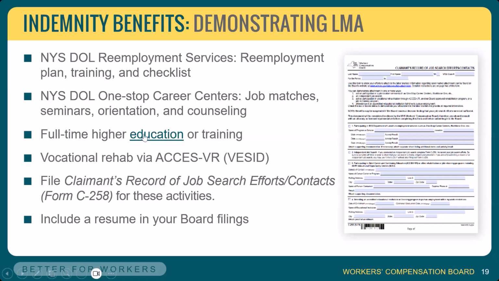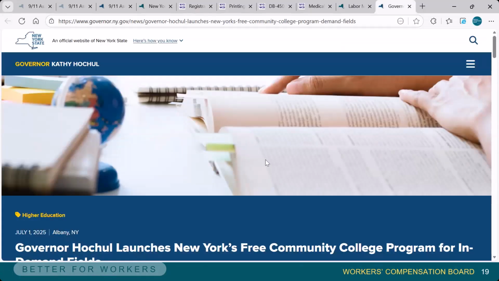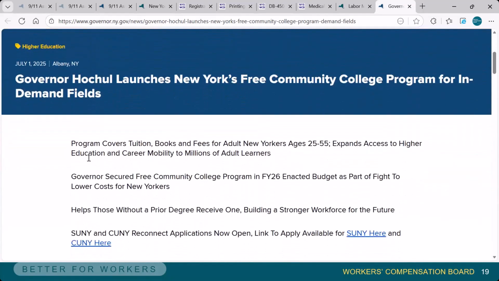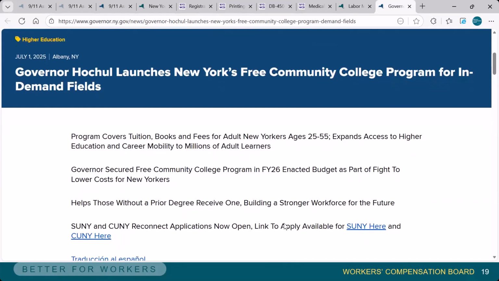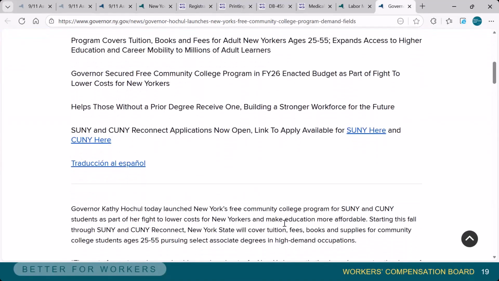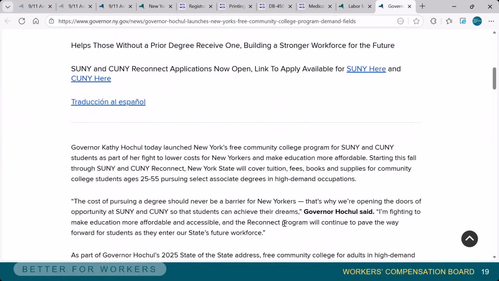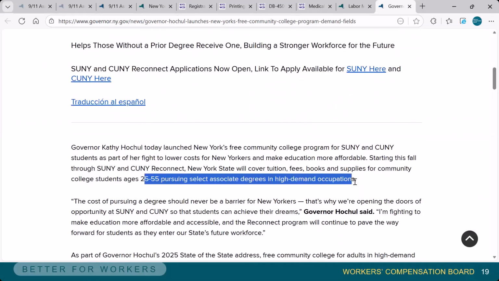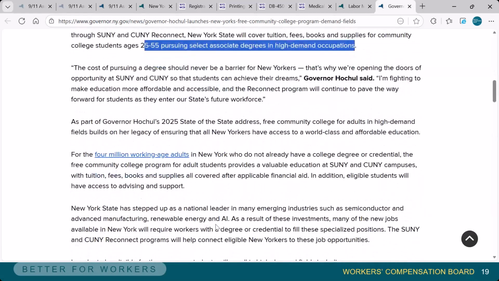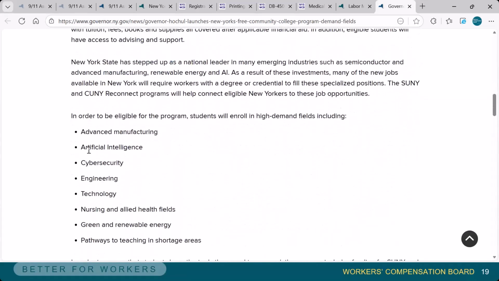You can also pursue full-time higher education. This is something we are, as an agency, very excited about because Governor Hochul launched a free community college effort this summer. So if you're a New Yorker and you are between the ages of 25 and 55 and you don't have a college degree, you don't have an associate's, okay? You can pursue an associate degree in a high demand occupation. And the high demand occupations, there's loads of detail on them, but they're things like advanced manufacturing and healthcare.